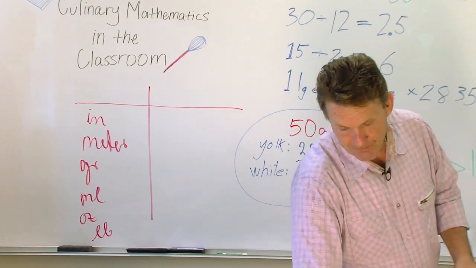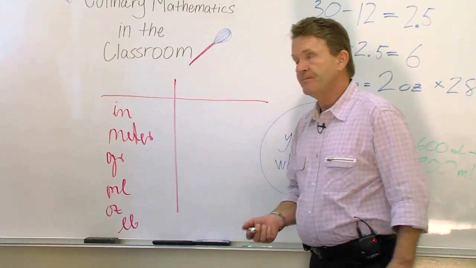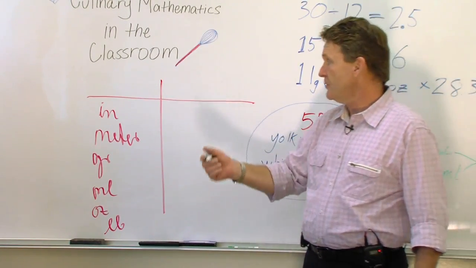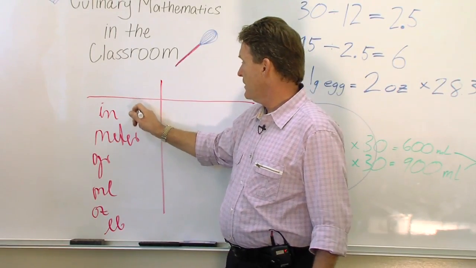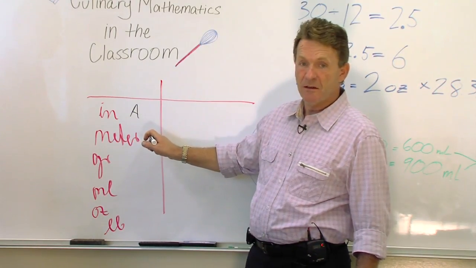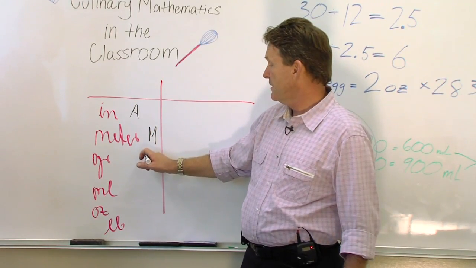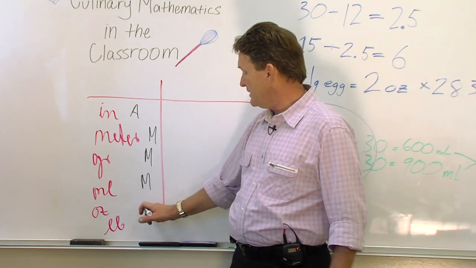Then I ask them, can you identify which are American and which are metric? So let's go through the list. Is this American or metric? American. Okay. Meters is? Metric. Grams is? Metric. Milliliter is? Metric. Ounces?